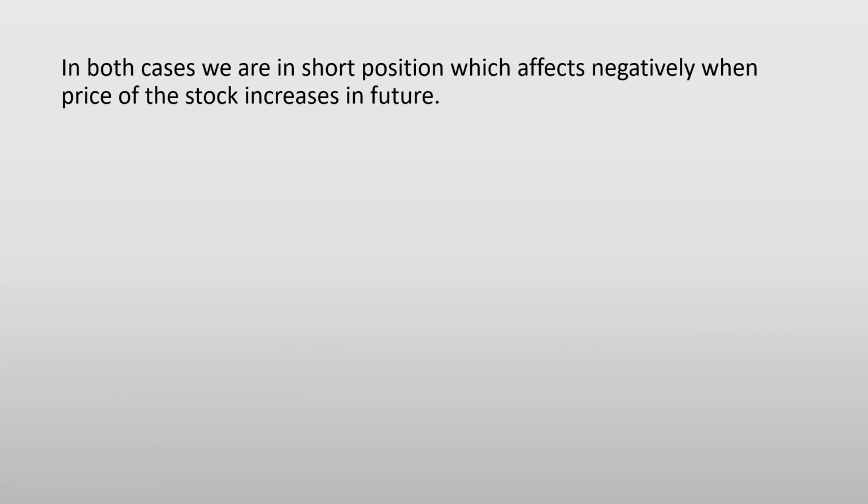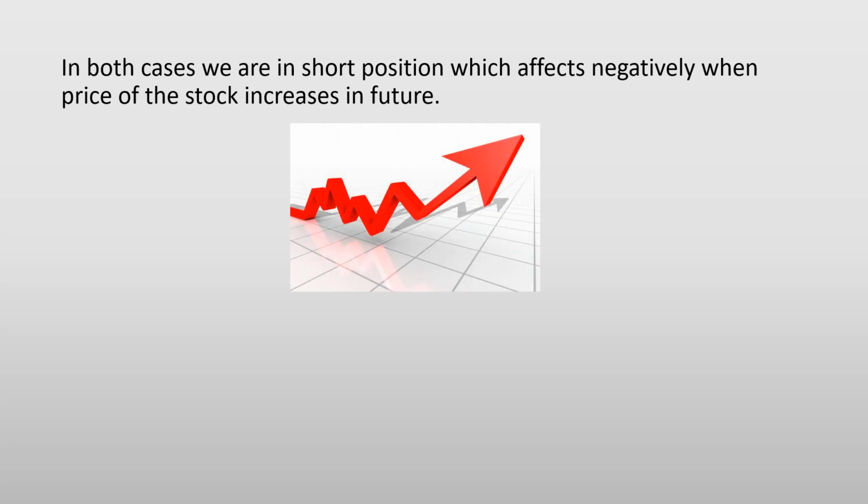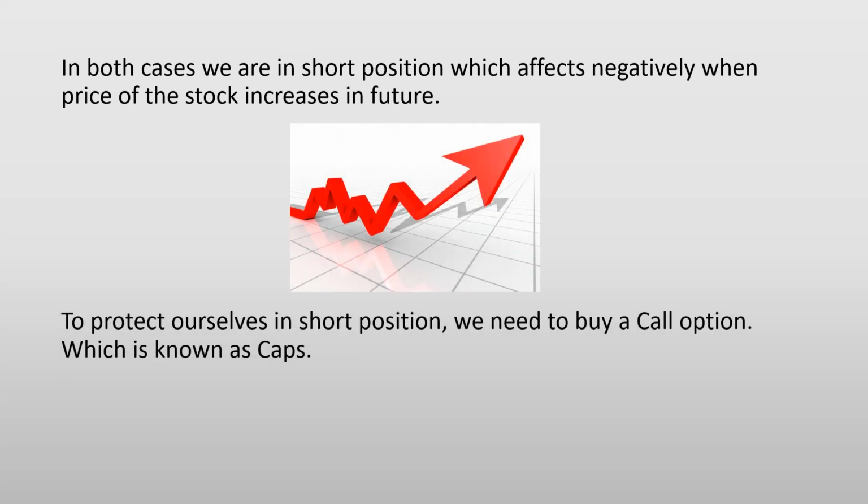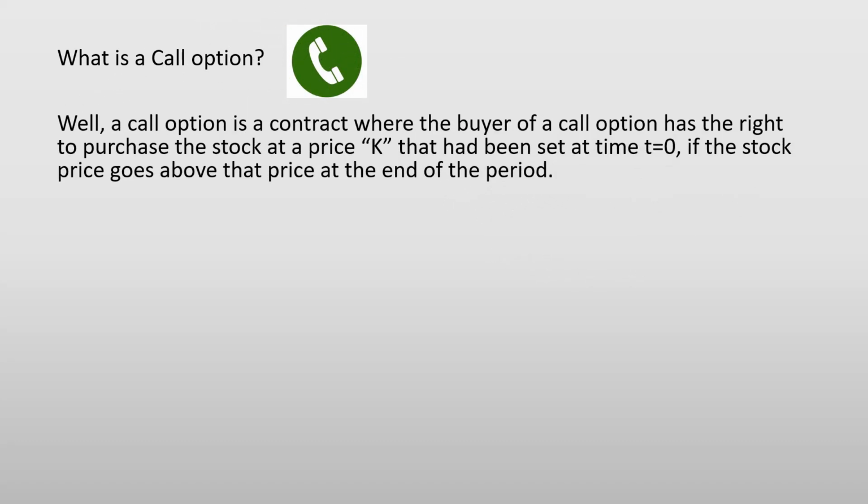In both cases, we are in a short position, which is affected negatively when the price of the stock increases in future. So how do we protect against that situation? To protect ourselves in a short position, we need to buy a call option, which is known as a cap. So what is a call option? Well, a call option is a contract where the buyer of a call option has the right to purchase the stock at a price K that is set at the beginning, at time t equals 0.